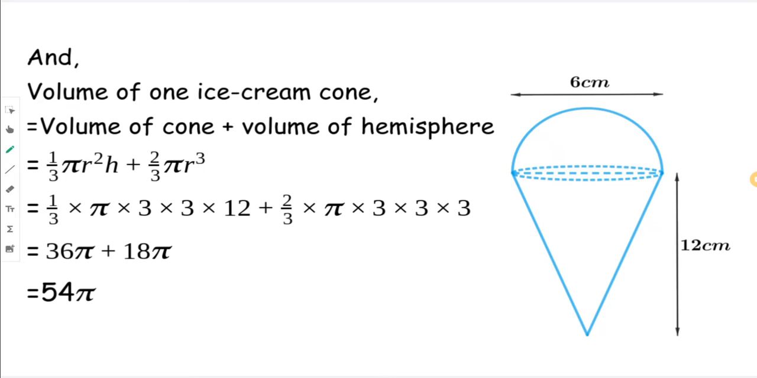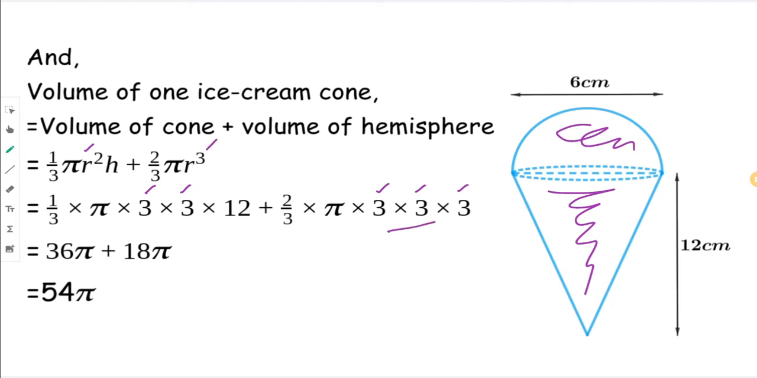So like I said, volume of the cone plus volume of one hemisphere, right? So we're going to get 1 by 3 pi r square h, the formula, and then the volume of the hemisphere, the formula is 2 by 3 pi r cube. Okay, now let's start putting the values. So the radius of the cone is how much? 3, and of course even the radius of the hemisphere is also 3, right?